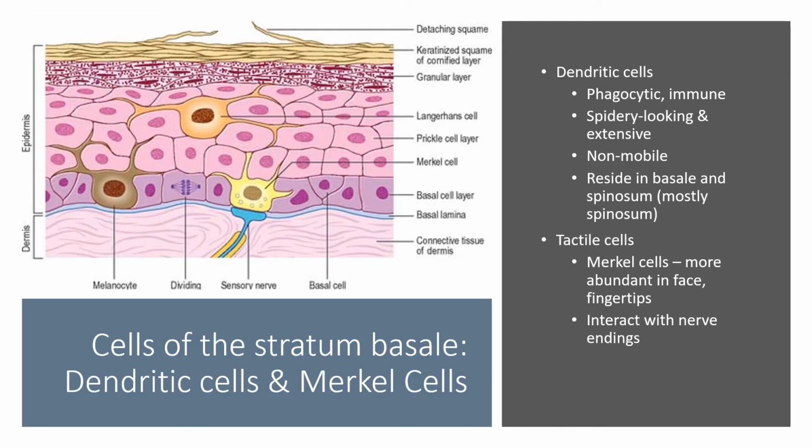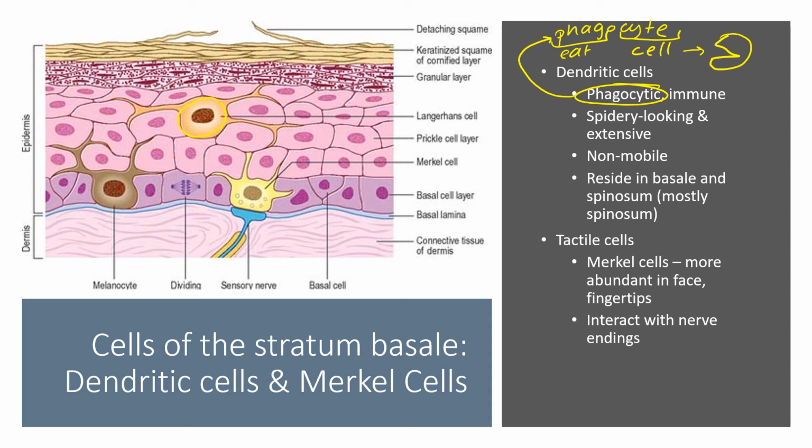Dendritic cells are phagocytic. Take a minute and try to remember what phagocytic might mean. Phago is eating. Cyte refers to cell. So it's a cell that eats things. These are very spidery looking and very extensive. So the melanocytes really branched out quite a bit in between other cells and had these long sort of dendritic extensions. Dendrites put those guys to shame.